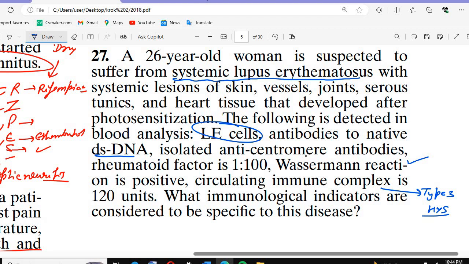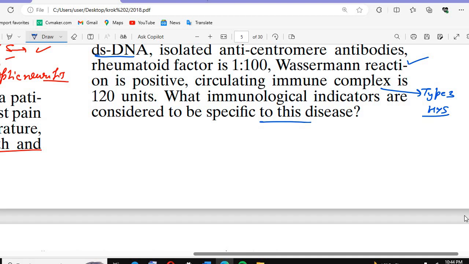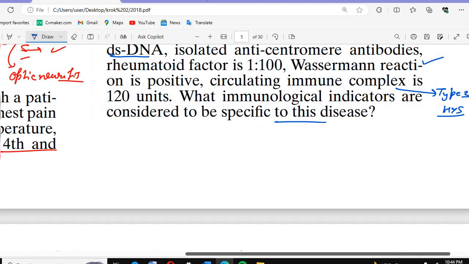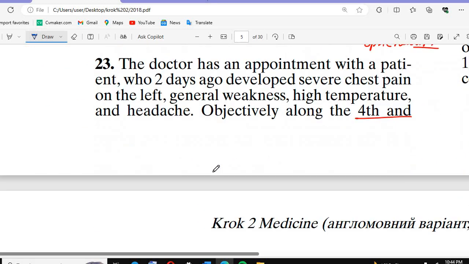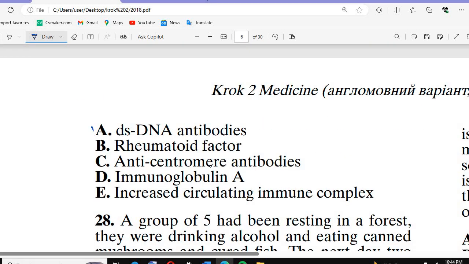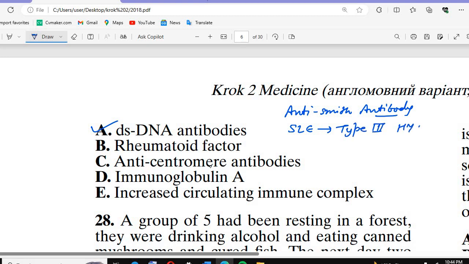What immunological indicators are considered to be specific to this disease? The answer is the double-stranded DNA antibodies. I think they are already given in the options. Along with that, as we discussed, the anti-Smith antibody can also be present. And SLE is type 3 hypersensitivity, immune complex deposition. We discussed this topic in detail.